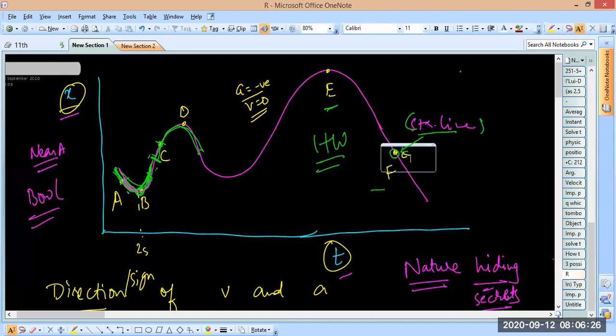At F, everyone, the question is whether the velocity is positive or negative or zero, right? Okay, and what about acceleration? So Rehan Khan, your answer is not proper.